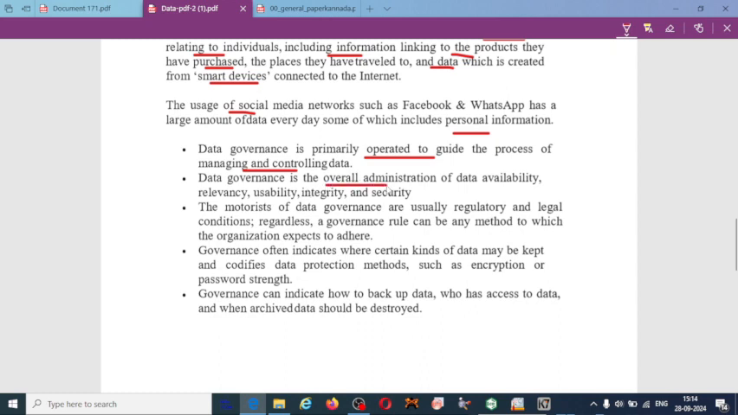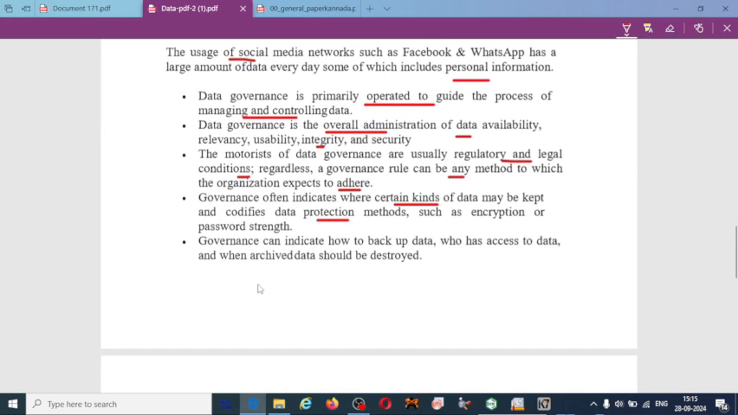Data governance is the overall administration of data availability, relevance, usability, integrity and security. The data governance rules are usually regulatory and legal conditions. Regardless, a governance rule can be any method to which an organization expects to adhere. Governance often indicates where certain kinds of data may be kept and codified data protection methods, such as encryption or password strength.